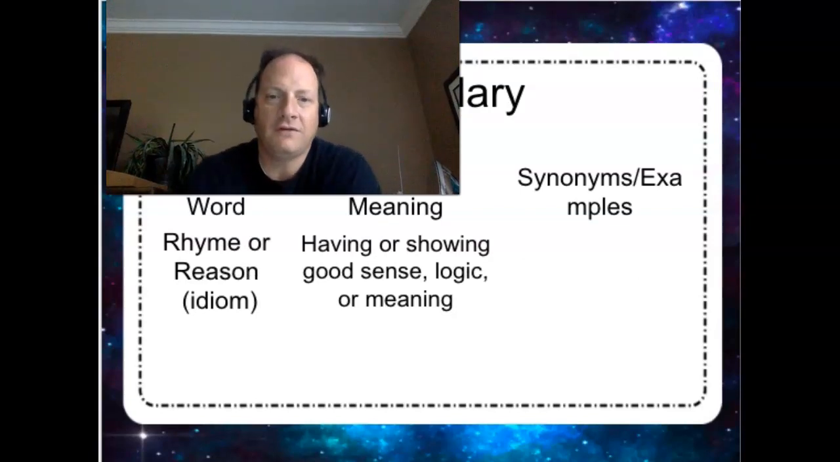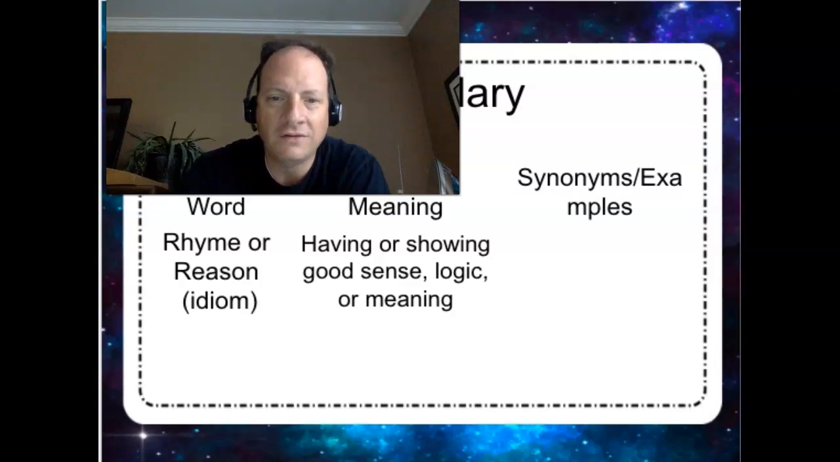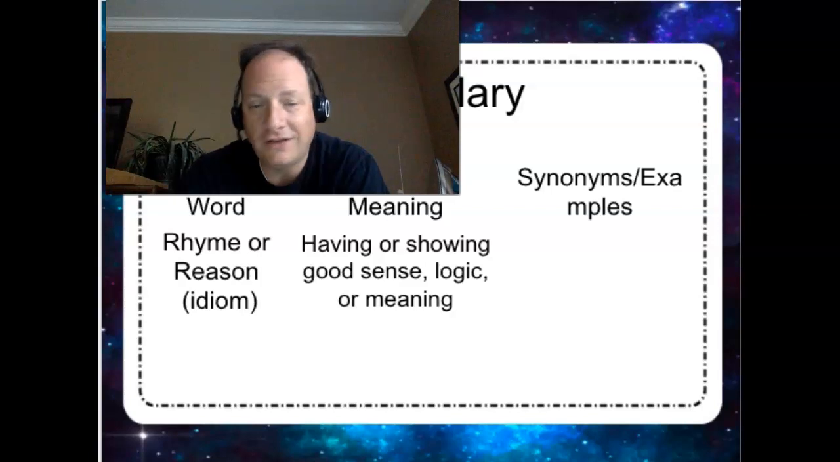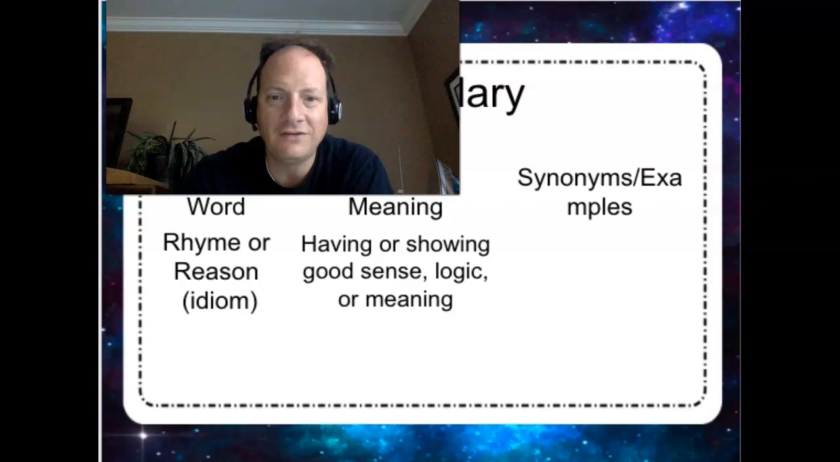Okay, so here's our vocabulary. Rhyme and reason, rhyme or reason is an idiom. It means having or showing good sense, logic, or meaning. All right, so if something has rhyme and reason to it, that means that it's logical, it has good sense, there's a purpose behind it, there's a meaning to it.